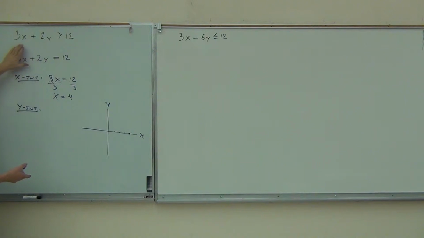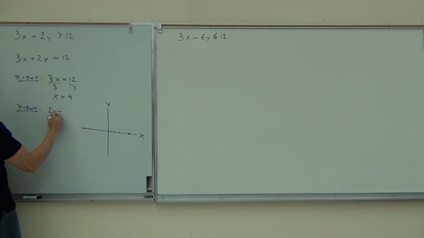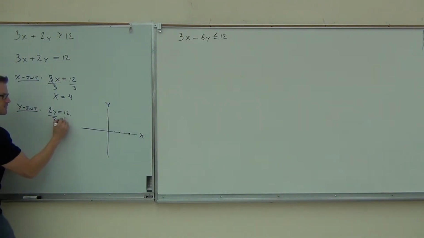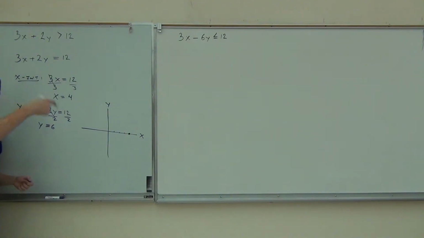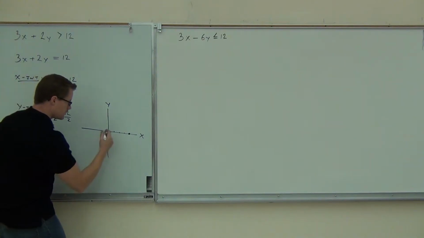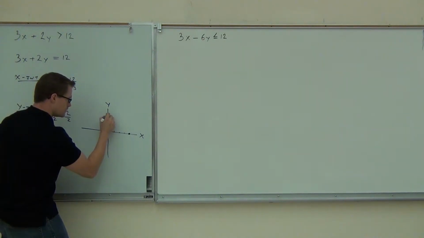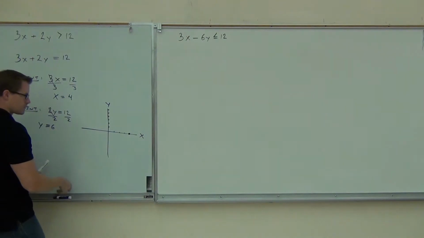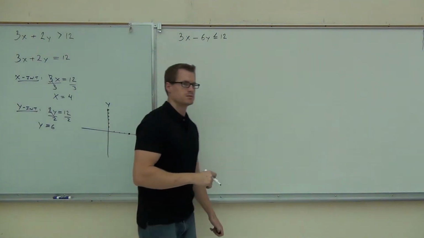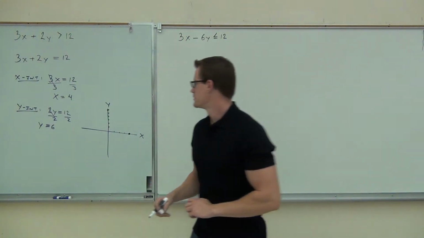So cover up just the x term and write what's left over. So we have a 2y equals 12. We'll do the same process we did for the x-intercept. That's just divide both sides by 2. We get y equals 6. If y equals 6, that means, well, are we going to go up or down on the y-axis? Good. Put a point there. Hey, you only need 2 points to graph a line, right? We've got 2 points. Let's graph our line.